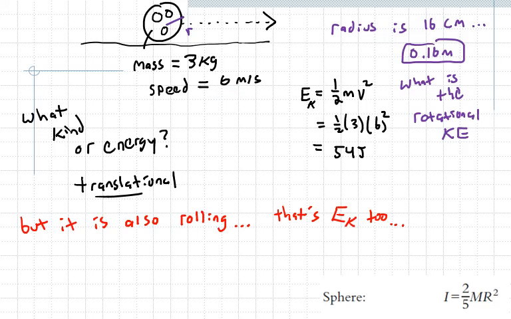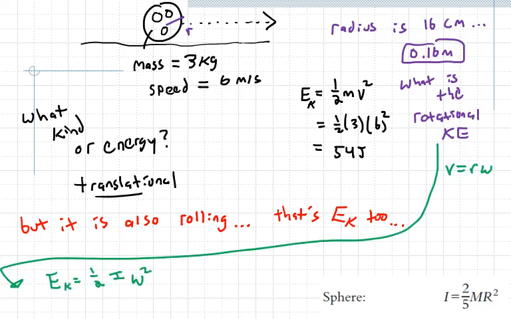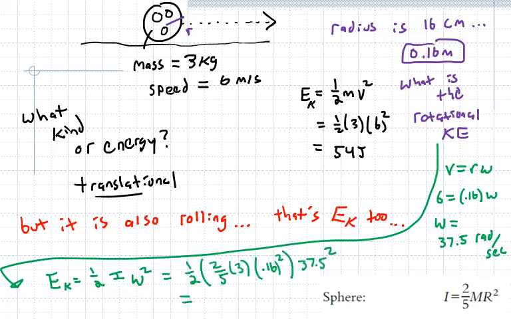All right, so the moment of inertia for a sphere is 2/5 mr squared. And we can get from our linear speed the rotational speed, which should be 37.5 radians per second, and we should get a rotational energy of 21.6. So that is just the energy of the rotation itself.